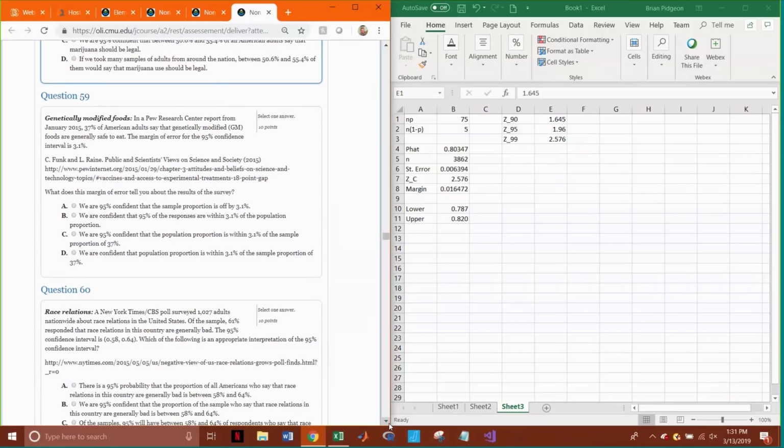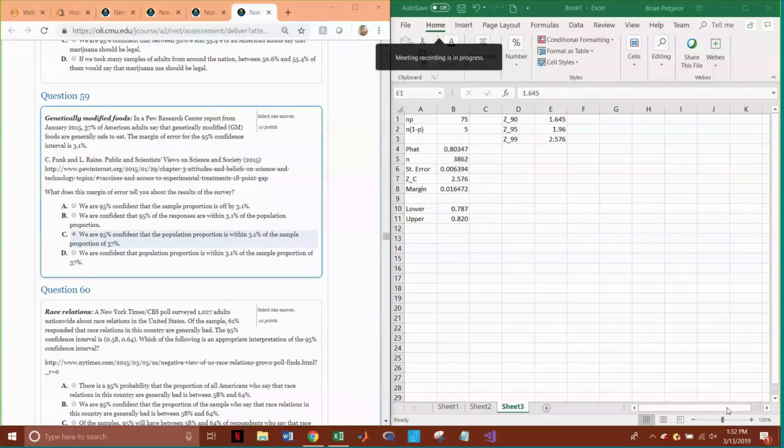In a Pew Research Center report from January 2015, 37% of American adults said that genetically modified foods are generally safe to eat. The margin of error is 3.1. So what does this margin of error tell you? Well, it tells you that we are 95% confident that the population proportion is within 3.1% of the sample proportion. Yes. You're 95% confident that the population proportion is within 3.1% of the sample proportion of 37%.